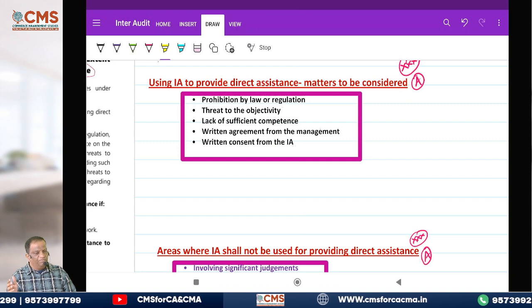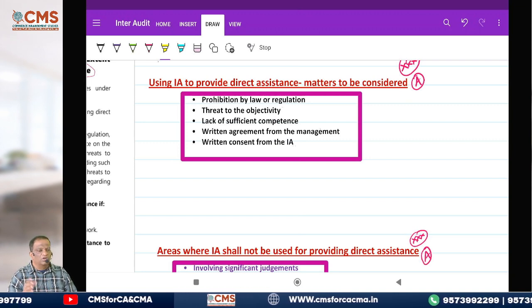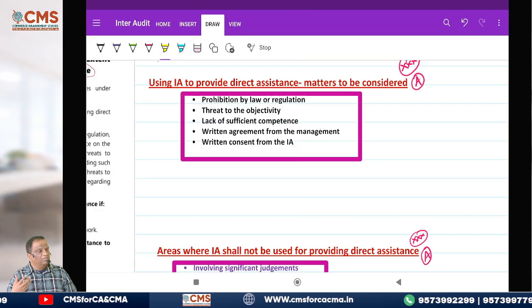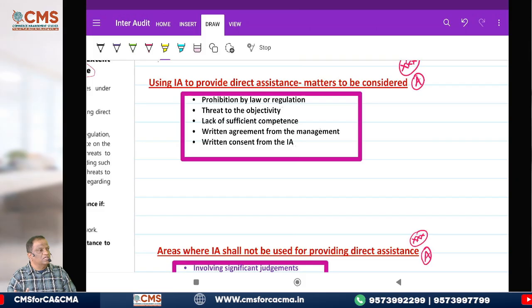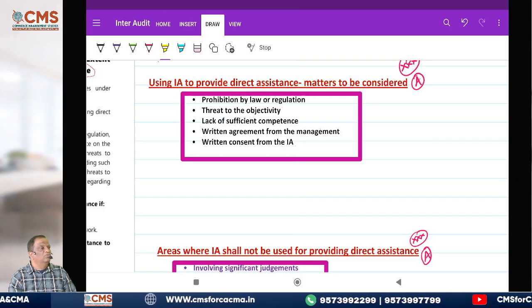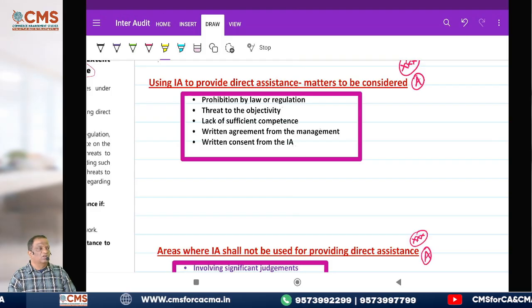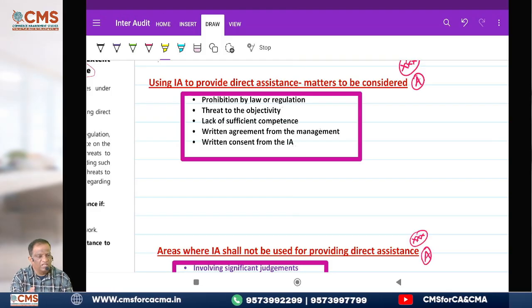Apart from all, the internal auditor also should be ready to work under me, because since we are all professionals, management may be ready, say go and work, but why will a CA work under another CA? So the internal auditor also must be willing to work under the guidance of this external auditor. So to sum it up, can I take the direct assistance of an internal auditor?